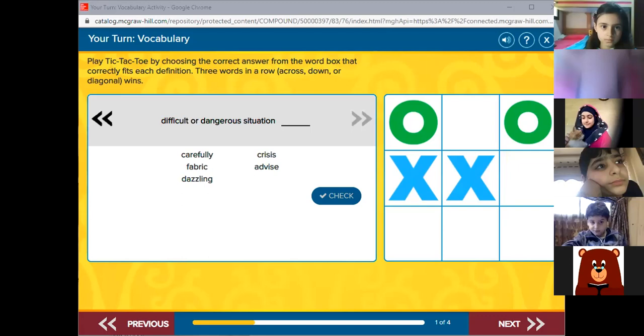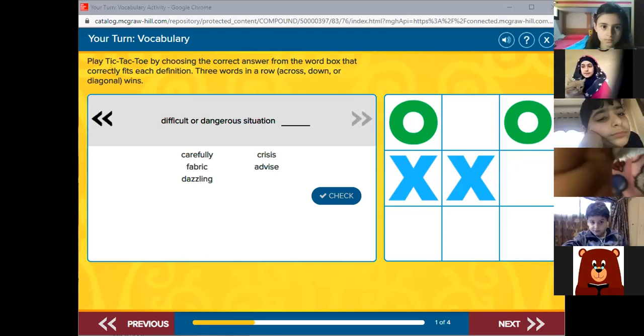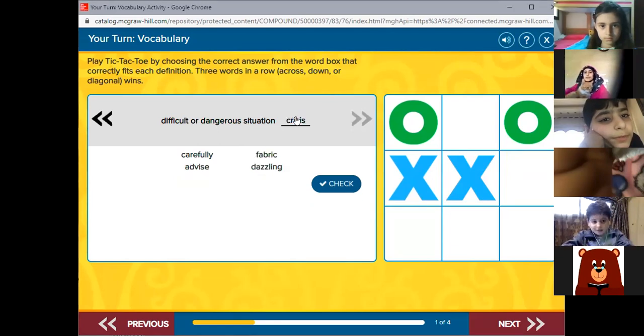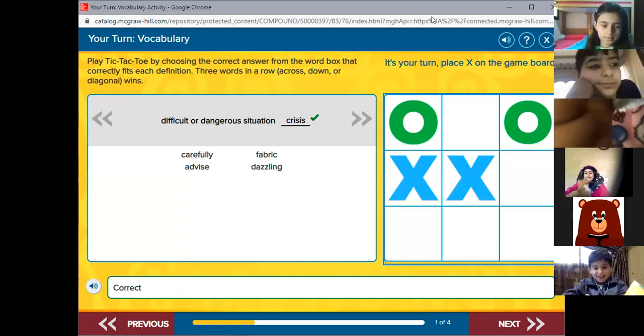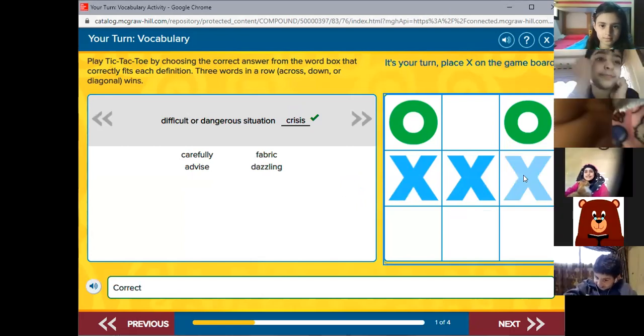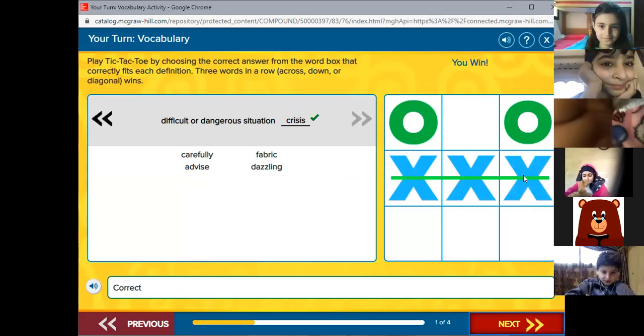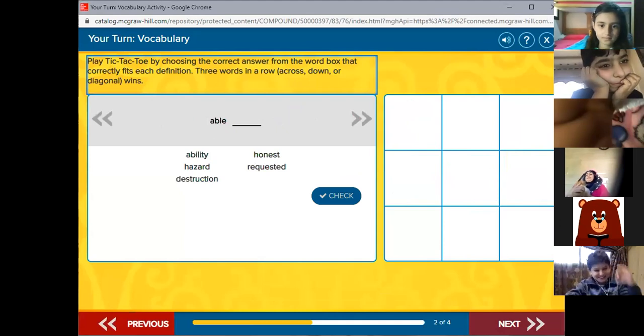Yes, yalla Rev. Difficult or dangerous situation? Crisis. A difficult or dangerous situation. What is your answer? Crisis. A crisis. Yes. Fantastic. Okay, beside the two X's. You won. Bravo. This is the first round. We will continue now.